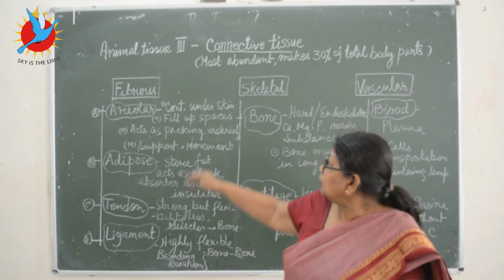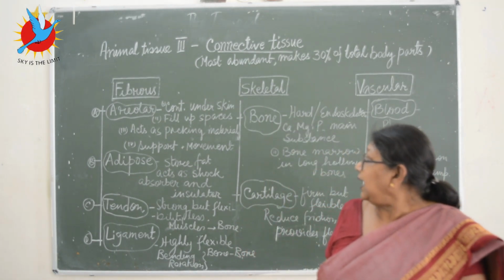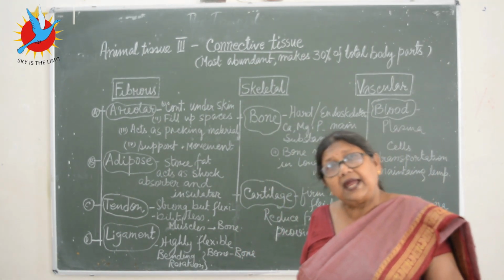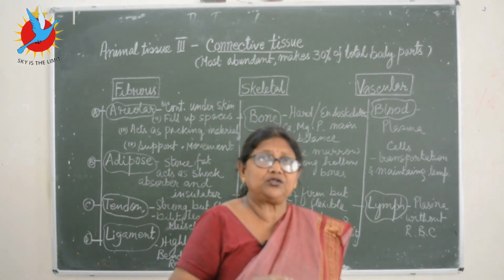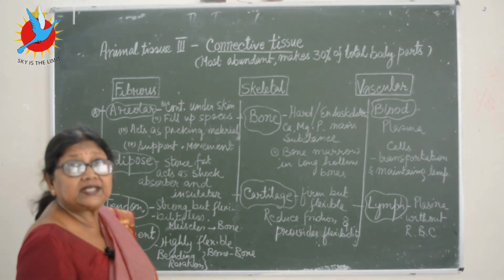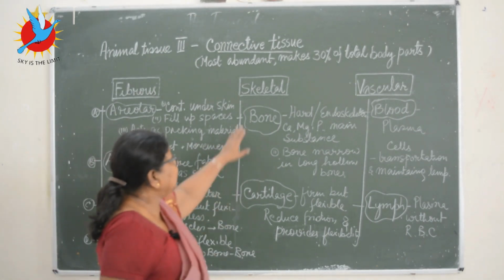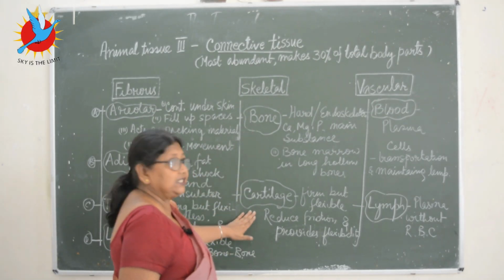So fibrous tissues are of four types. What are they? Areolar, adipose, tendon and ligament. You just have to learn 3 or 4 points about all the tissues, not in very much detail. Second type of the connective tissue we come to, skeletal. 2 types, bone and cartilage.